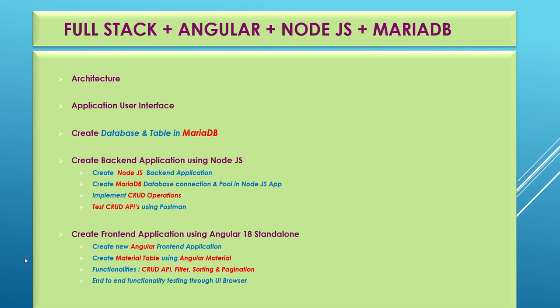And on the front end side we are going to create a new Angular front end application using the command ng new, and with that we are going to create our Angular standalone application with version 18. Next we are going to create a material table using the Angular Material library, and as a part of functionality we are going to implement CRUD functionalities as well as filter, sorting and pagination with the help of the Angular Material table. Finally we will test all the functionalities end-to-end through the UI in the browser and verify the result on the backend side in the MariaDB database. So this is about all the points which we are going to cover in this video.